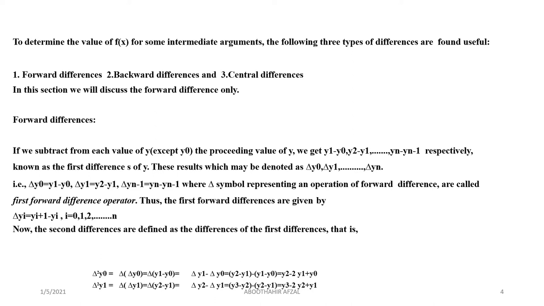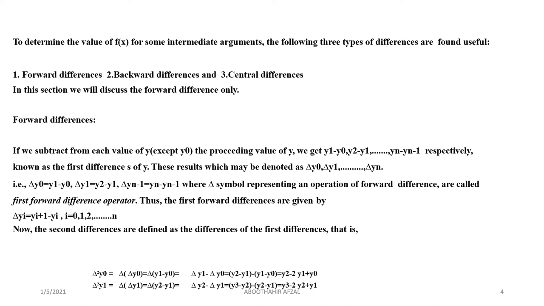But delta y1 is nothing but y2 minus y1. Then what is delta y0? That is y1 minus y0. So delta square y0 will be nothing but y2 minus y1 minus (y1 minus y0). So that will be y2 minus 2y1 plus y0. So you can express the second difference in terms of the y values.